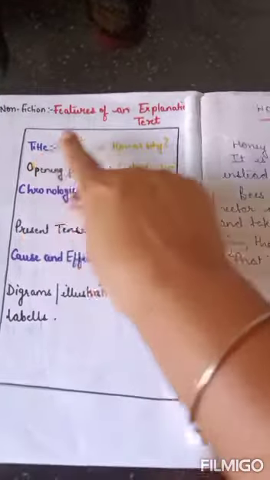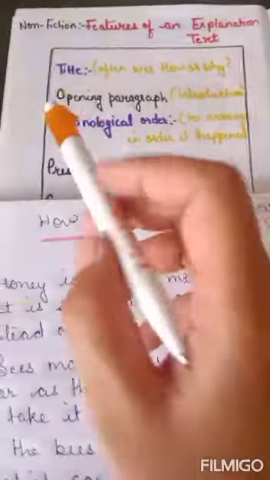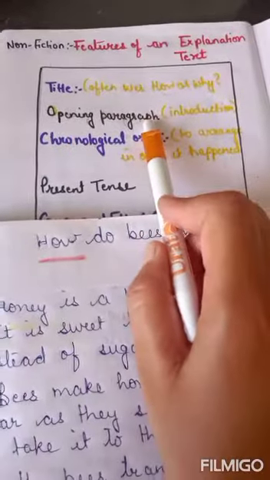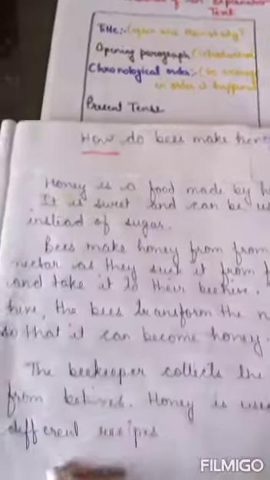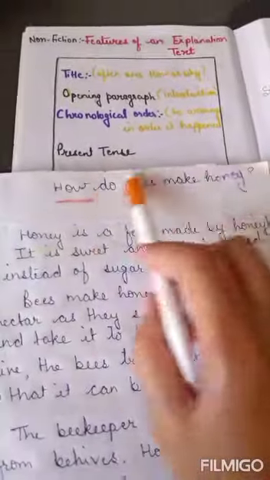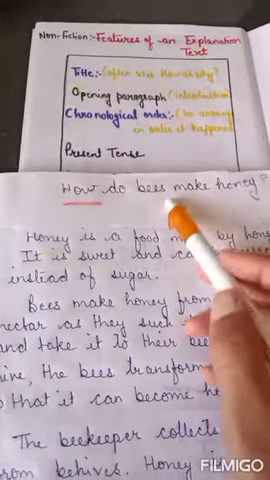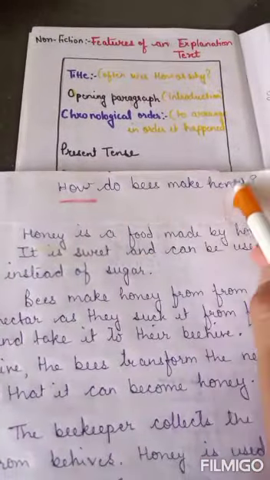Now let's try to understand the second feature, which is the opening paragraph, which is the introduction. Okay. Now in this text, what are we going to talk about, or what are we talking about? We are talking about how bees make honey.